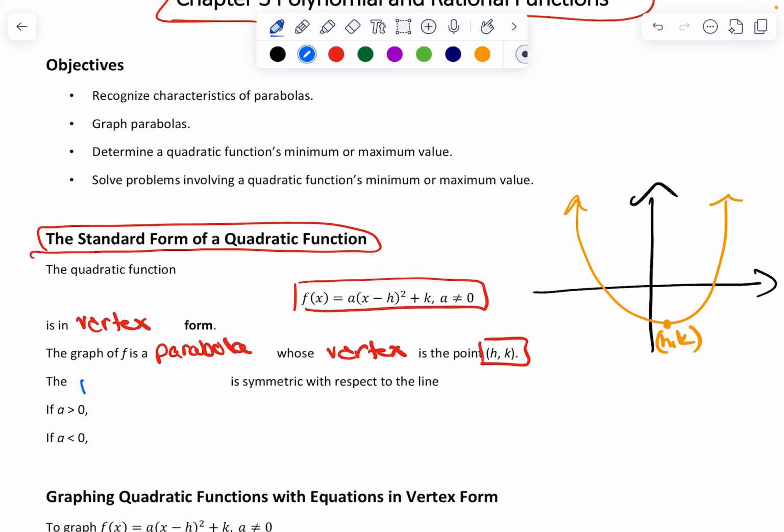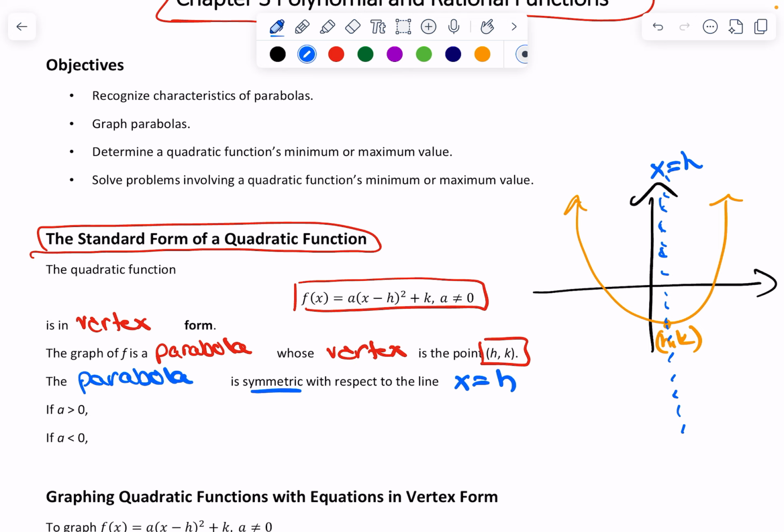Okay, the parabola is symmetric with respect to the line x equals h. So we could draw a line. If this was an exact graphing, this line x equals h, if we had a paper and folded it along this line, both sides of the parabola would go on top of each other. Of course, I sketched it, so it's not as symmetric. But when you're graphing it accurately, it should be symmetric along that line.